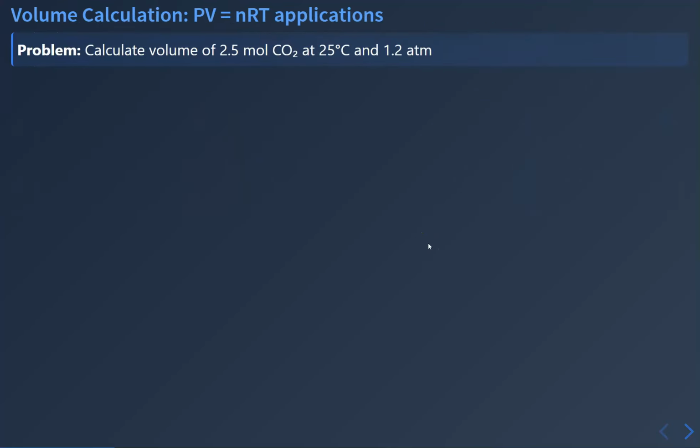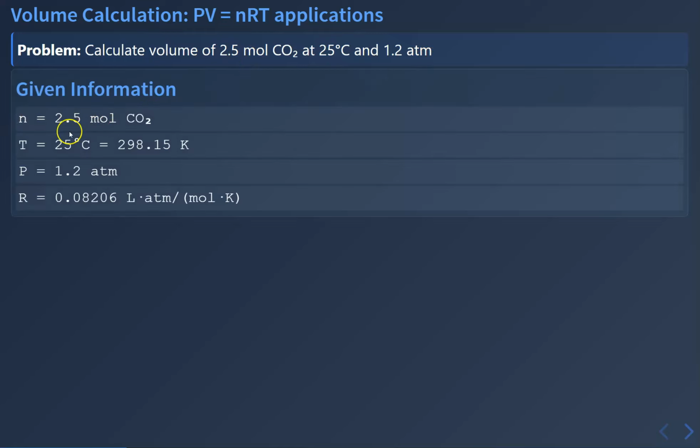Now first example, volume calculation, PV is equal to nRT application. So first problem is calculate volume of 2.5 mole of carbon dioxide at 25 degrees centigrade and 1.2 atm. So now here n is given, that is 2.5 mole of carbon dioxide. T is also given, that is 25 degrees centigrade. We have to convert it to Kelvin, so that is 298.15 Kelvin. Pressure is given, that is 1.2 atm. So R, we already know, is 0.08206 liter atm per mole Kelvin.